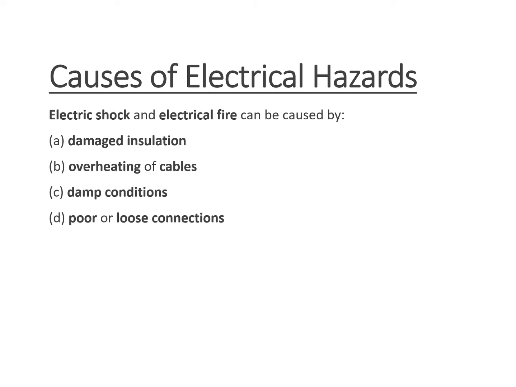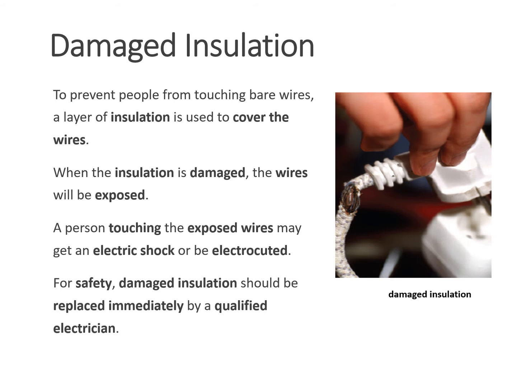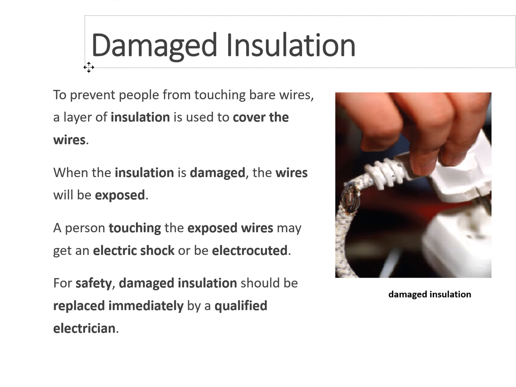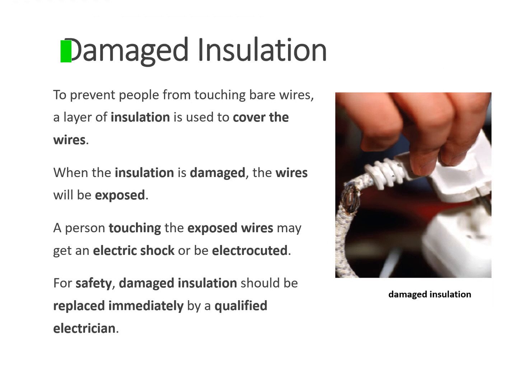And so why do we get electric shock or electric fire? Well, let's take a look at some of the causes. This is one of the main causes of electric shock: damaged insulation. The wires that we use at home have been insulated. So what is the meaning of insulation? Insulation means you add a layer of insulator so that the current cannot flow through the wires. It can be some cloth-like material, or it can be rubber.